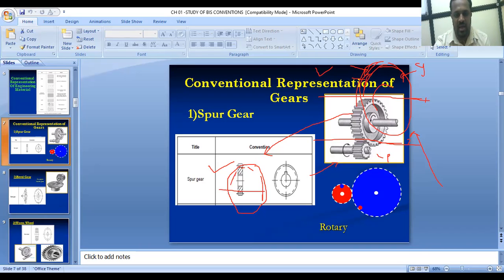Okay, same. And whatever this portion you are observing, here we can easily fit the shafts. This is the keyway. This is the key. Okay, this is the basic simple conventional representation for the spur gear. Then how to draw? Simple, see here.